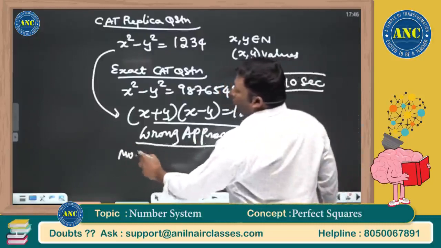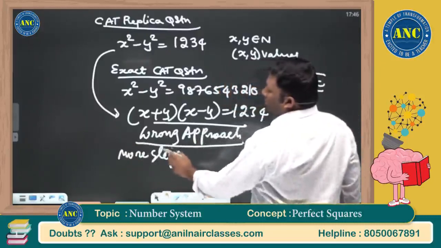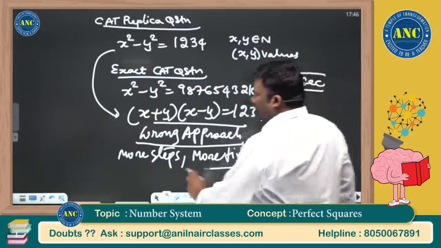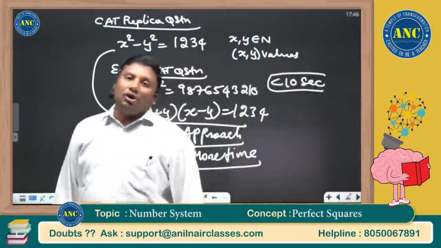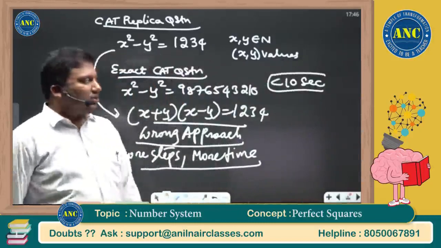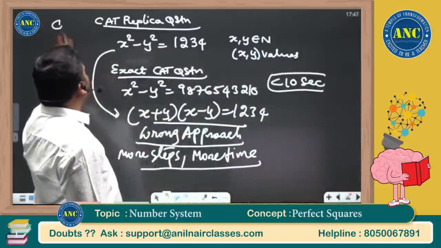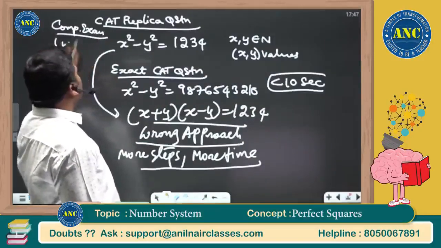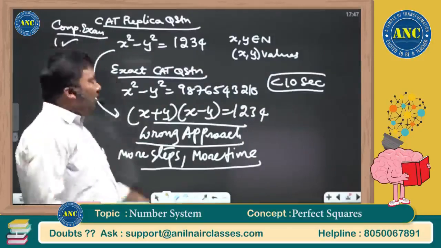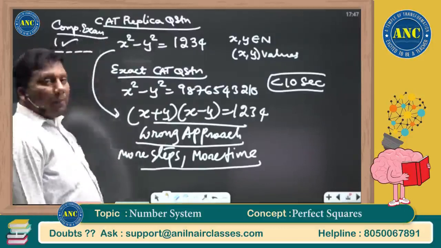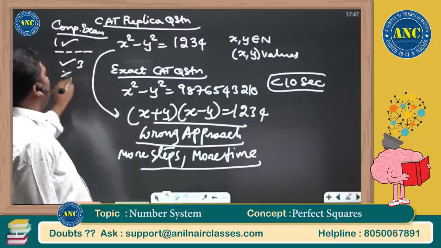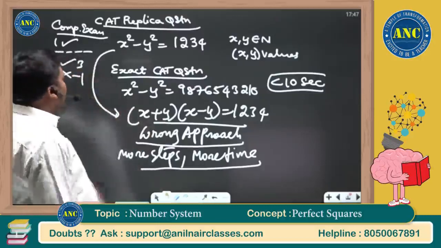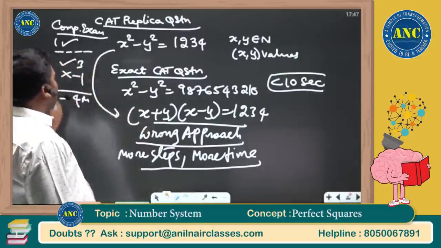Anything which takes more steps and more time, I would not recommend that approach to students. Why? Because you are writing a competitive examination. Even one right answer matters a lot. If you can save time: if one question has 4 options, right answer is 3, wrong is minus 1. If you do one incorrect, you will lose 4 marks.